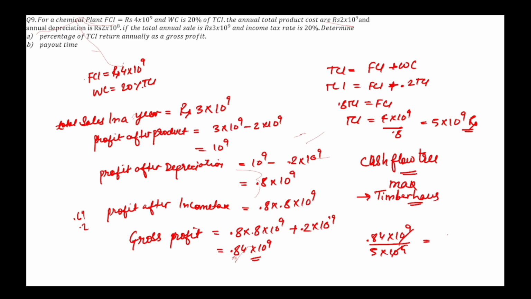0.84 divided by 5 is 16.8%, into 100 is 16.8%. Okay. Second, payout time.